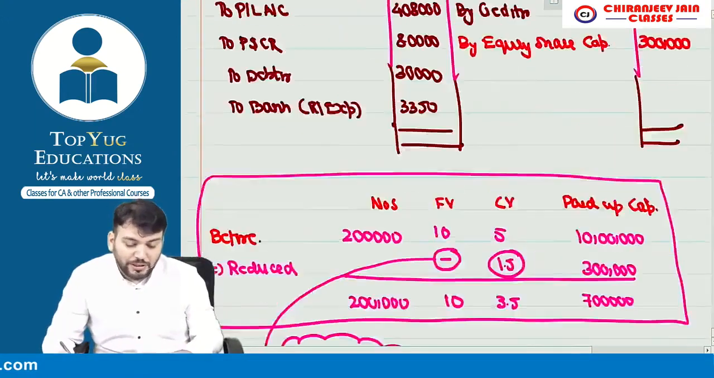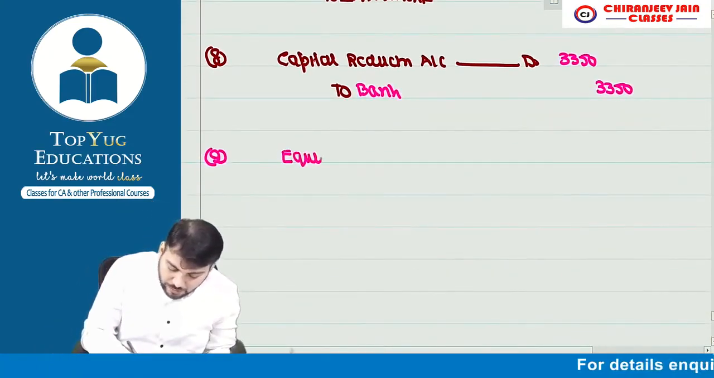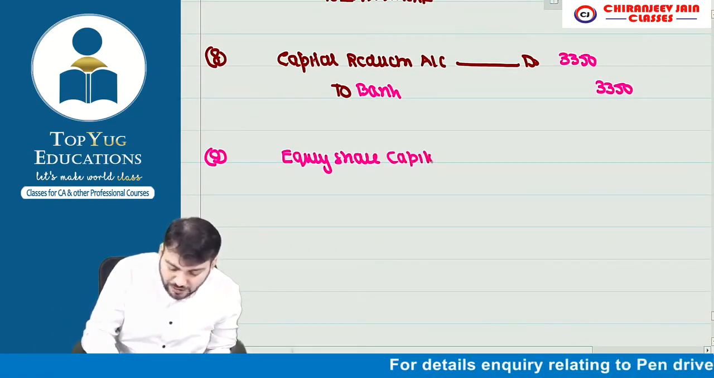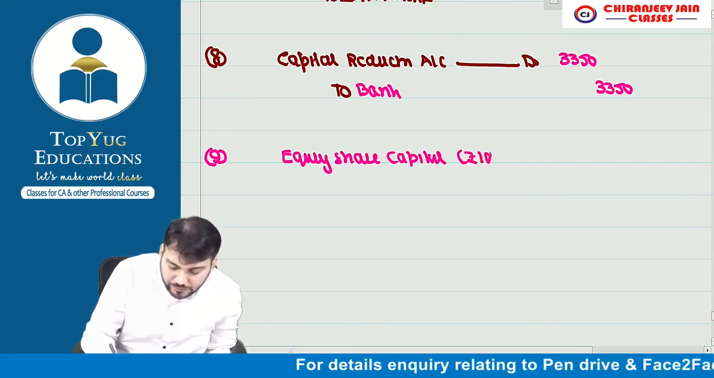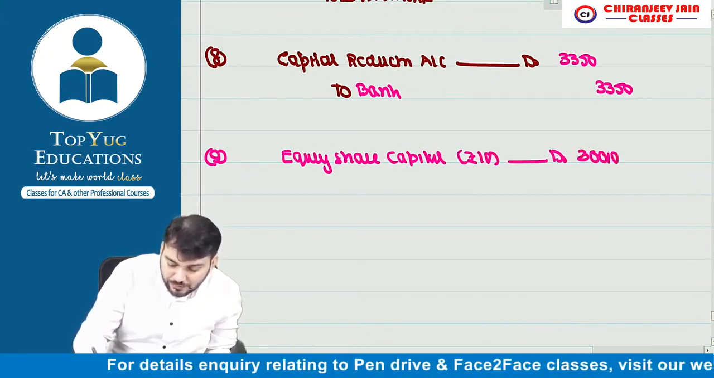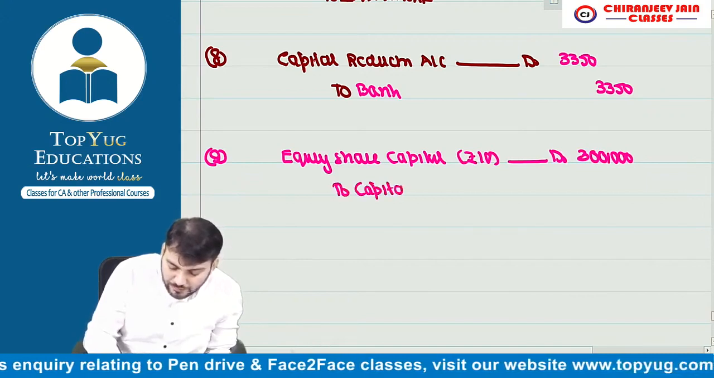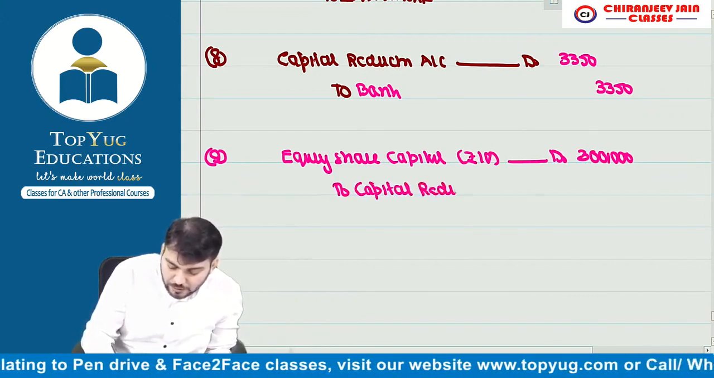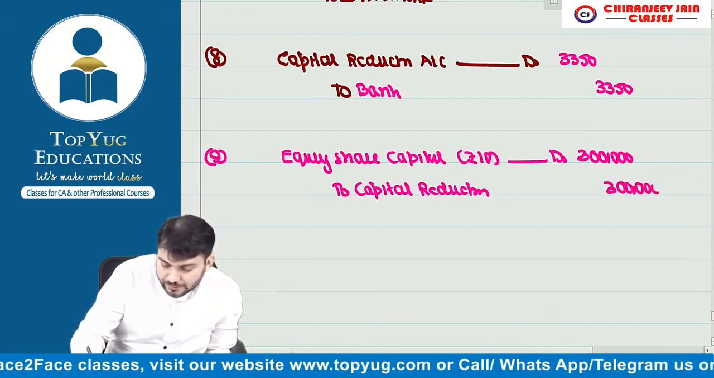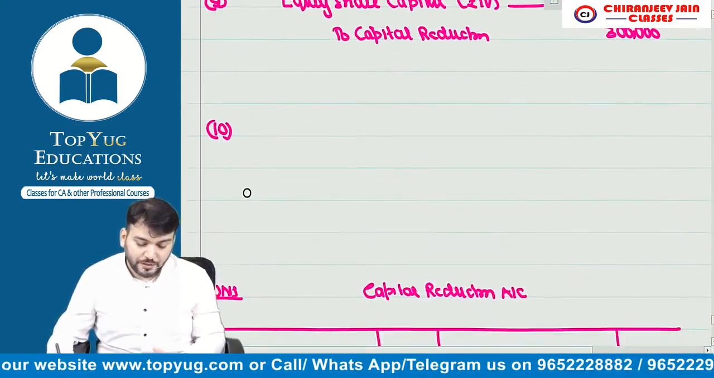So the journal entry is what? Equity share capital account debit. लिखो, equity share capital account debit, means you write down rupees 10 only, reduced by 3 lakh, to capital reduction 3 lakh. Yes sir. Understood? Yes sir.